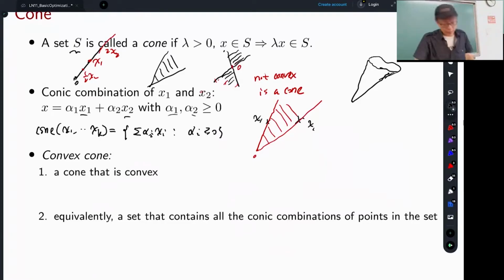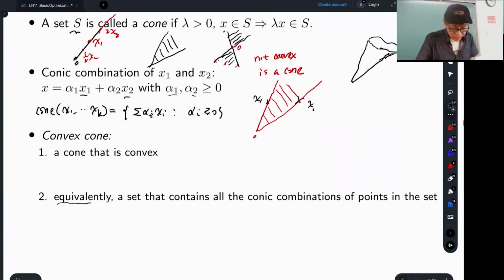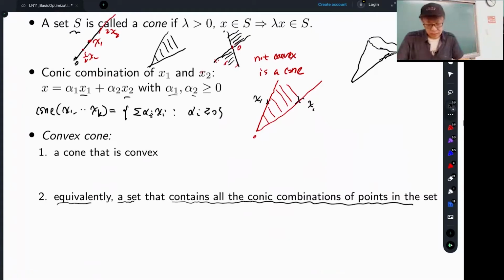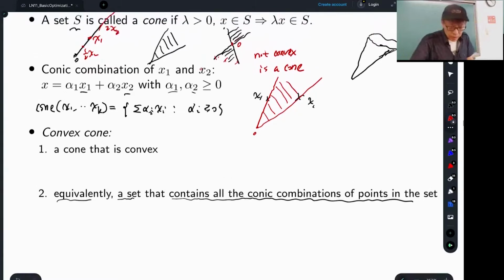If I want the cone to be convex, equivalently, it is a set that contains all the conic combinations of points in the set. If that's the case, then it will be a convex cone as well. That's 2 definitions. You can show the cone is convex by the definition of convex set, or if you think it is a set that contains all the conic combinations. I didn't say convex combination. Conic combination, that's fine.